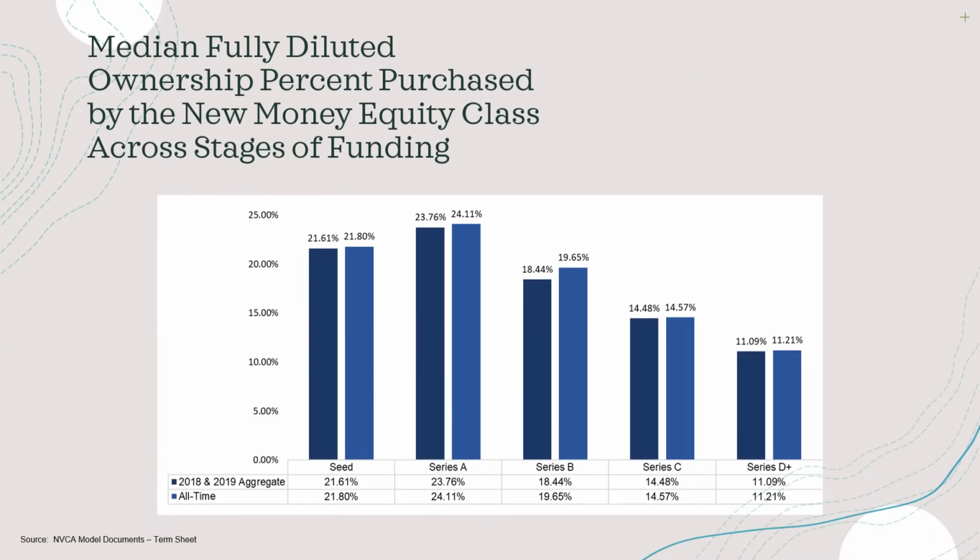This graphic demonstrates the amount of the fully diluted capitalization investors are seeking for each type of preferred fundraising stage. A typical Series Seed preferred round will yield the investor group about 20% of the company on a fully diluted basis.